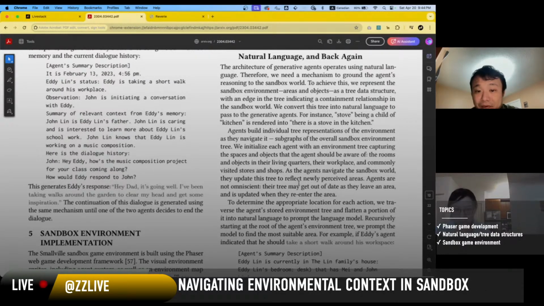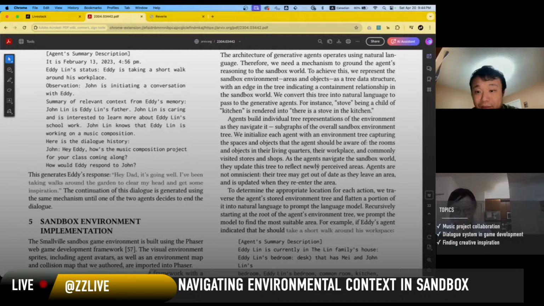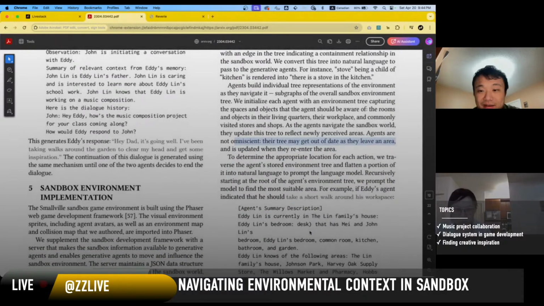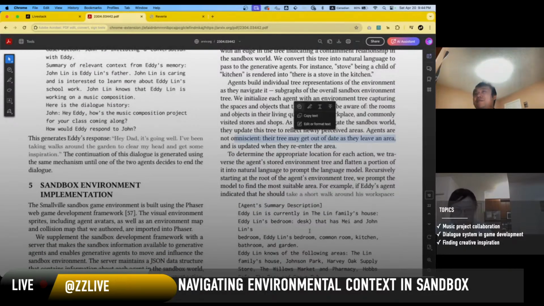As the agent navigates the sandbox world, they update the tree to reflect the newly perceived areas. Agents are not omniscient. Their tree may get out of date as they leave an area. Oh, wow. Okay. And it's updated when they enter the area. Lots of memory. Wow, this is a really fine simulation. This is such a fine simulation.